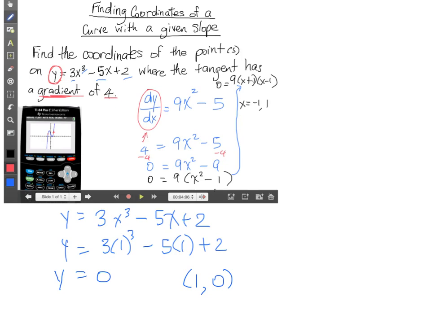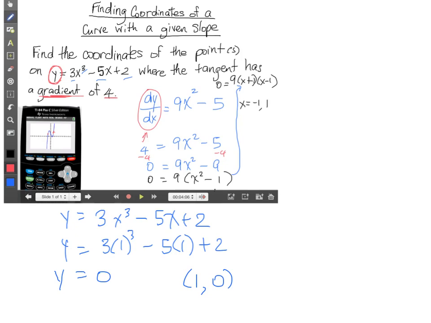So that wasn't drawn that great. That should have been a little bit lower, maybe down here. So that tangent at (1, 0) will have a slope of 4. All right, and then there is one more x value. As you can see here, x can also be -1.